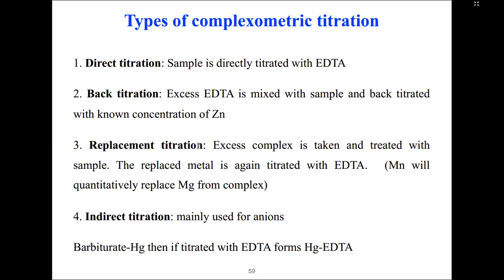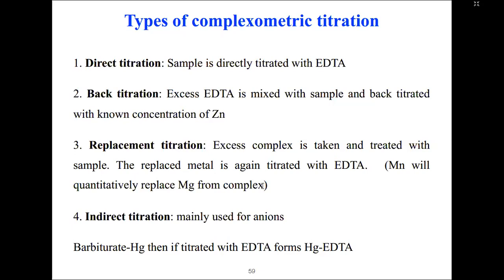Replacement titration. So in replacement titration, an excess complex is taken and treated with sample. So you have an excess complex. You already formed the complex and you treat with the sample. And the replaced metal is again titrated with EDTA. So what happens is the sample has metal ions. That metal will replace the metal in the complex we took in first hand. Okay. And whatever metal is replaced, we react it with EDTA to find the concentration of the replaced. So if we find the concentration of the replaced ions, that is the same concentration in the sample as well. Here it says that manganese will quantitatively replace magnesium from the complex.